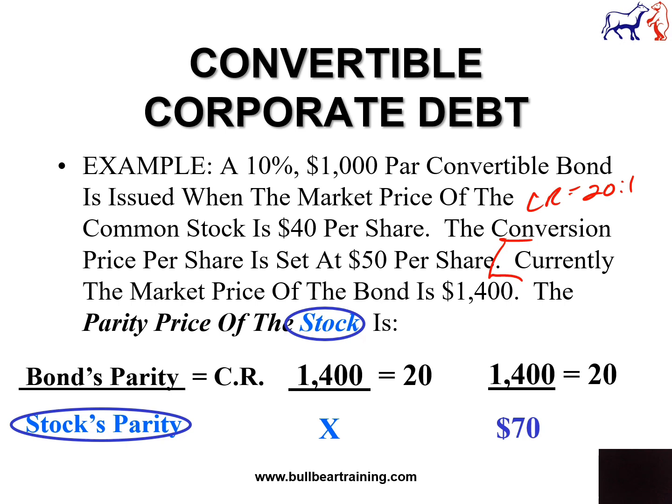Now, they could use the term arbitrage. If the stock trades above parity, that's where there could be an arbitrage opportunity. In this instance, buying the bond at 1,400 is like buying 20 shares of the stock at 70. If the stock is trading at any price above 70, that's arbitrage.